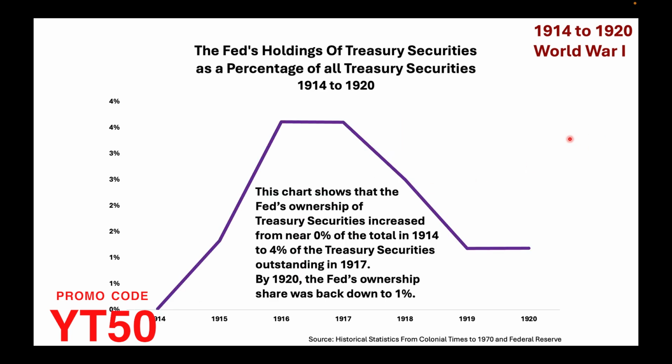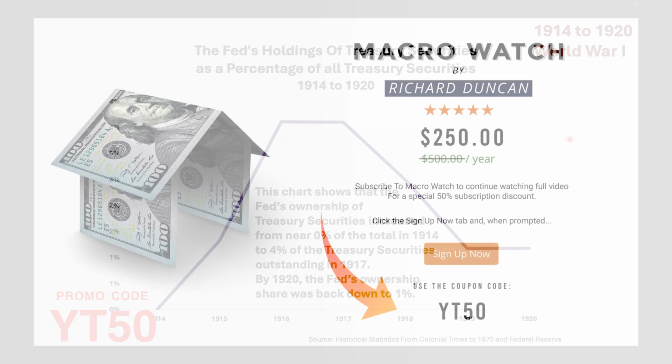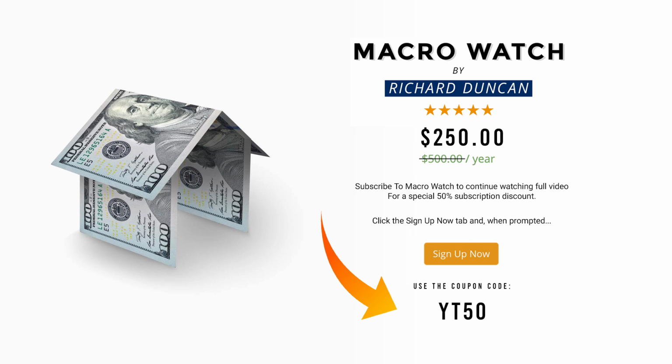This chart shows that the Fed's ownership of Treasury Securities increased from near 0% of the total in 1914 to 4% of the Treasury Securities outstanding in 1917. By 1920, the Fed's ownership share was back down to 1%.